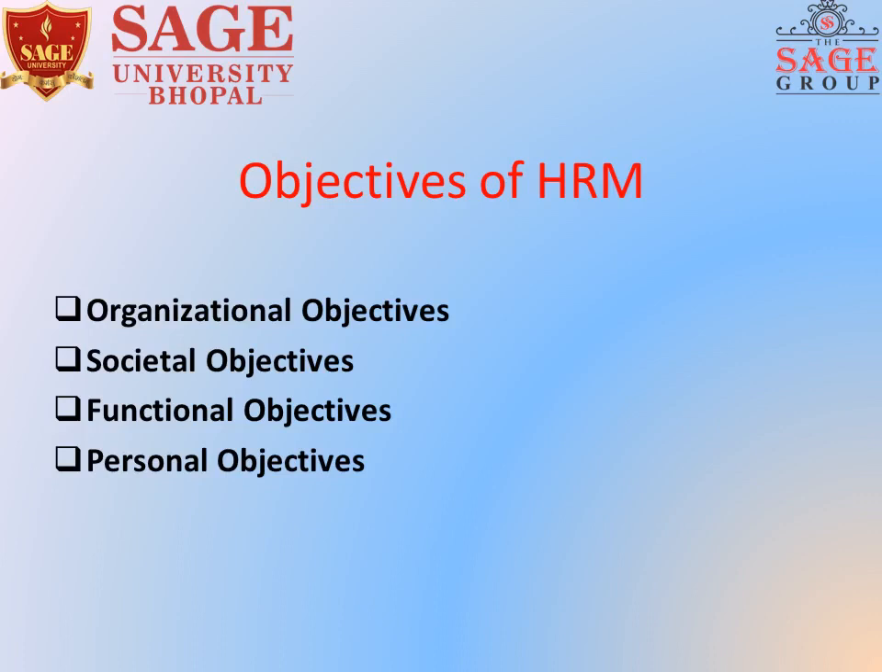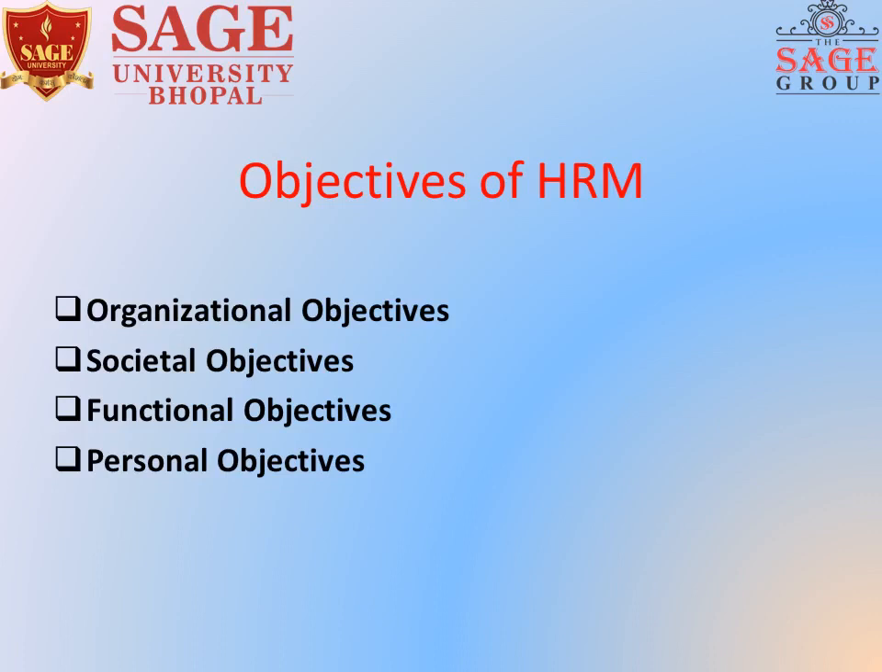Next, functional objectives. In this category, human resource management has to maintain the department's contribution to the level of organizational needs. Departmental function needs to be carried out by human resource management. Thus, the primary role is to ensure employees' performance regarding the deadline.